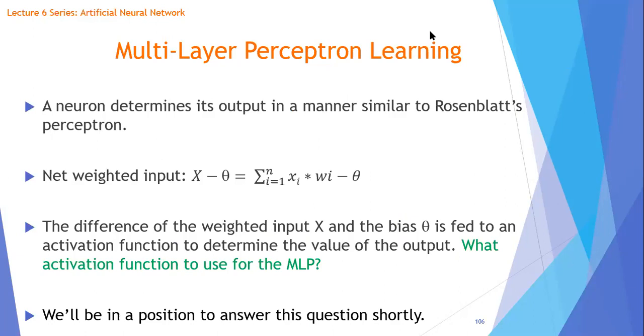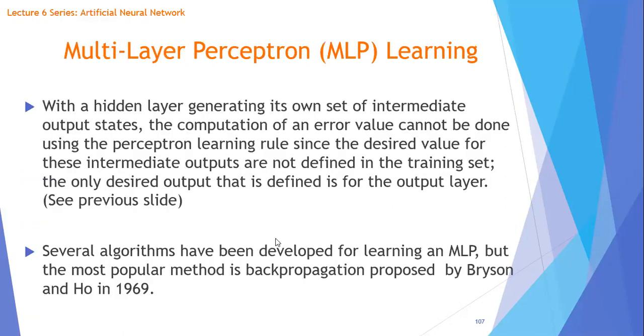So the general procedure we'll be using to train the MLP will be very similar to the perceptron with some very important differences. As we've seen earlier, we're going to use a net weighted input. So very similar here, we do the multiplication of each input with its corresponding weight, and after calculating this capital X here, we'll subtract the bias for a given neuron. The first consideration for us would be what activation function we use for the MLP. As we go along, we're going to look at that.